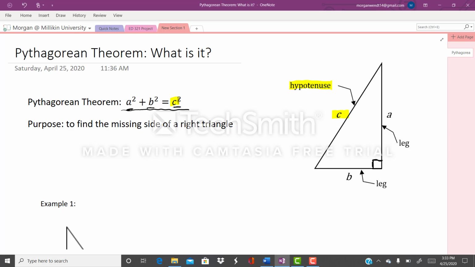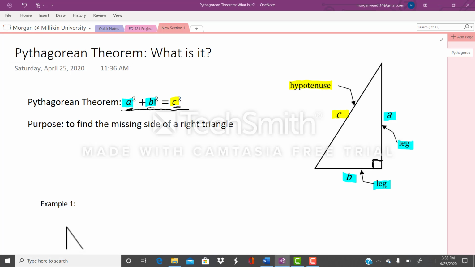Now, let's turn our attention to the two other sides of the triangle. The two other sides of the triangle are called the legs. One leg is labeled as A, and the other leg is labeled as B. So if we go back to the Pythagorean theorem, we see that there is indeed an A and a B that are referring to the legs of a right triangle.